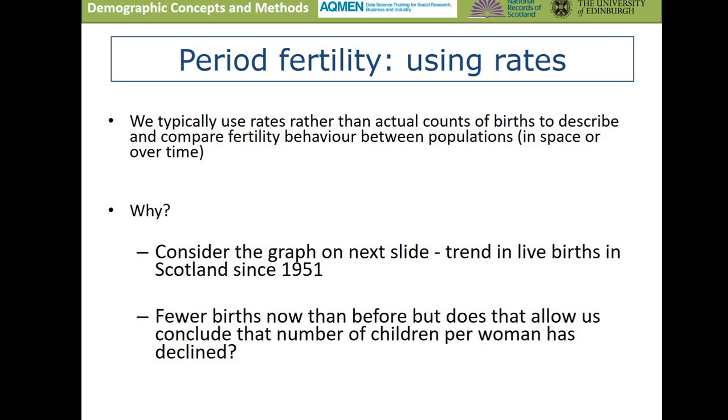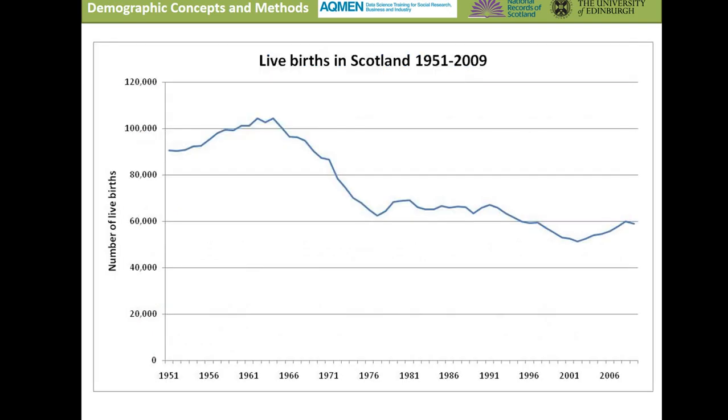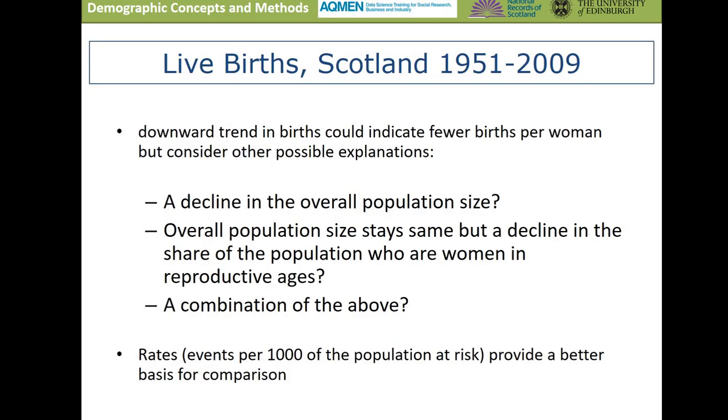So this shows the trends in live births since 1951. And what the graph shows is that since 1951, there are actually fewer live births than ever before. If we look at the latest data from around 2006, we can see that the numbers of live births are much lower than back in the 1960s. So this downward trend in births could indicate fewer births per woman, but there are a number of other possible explanations that we can't rule out on the basis of this graph.